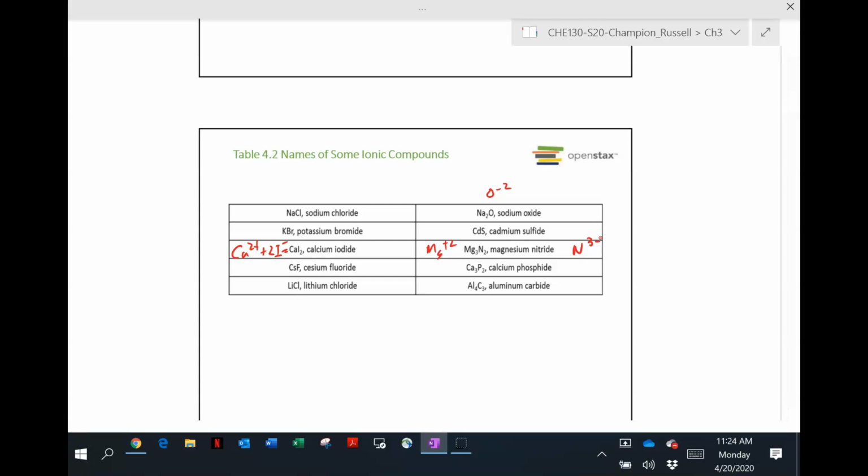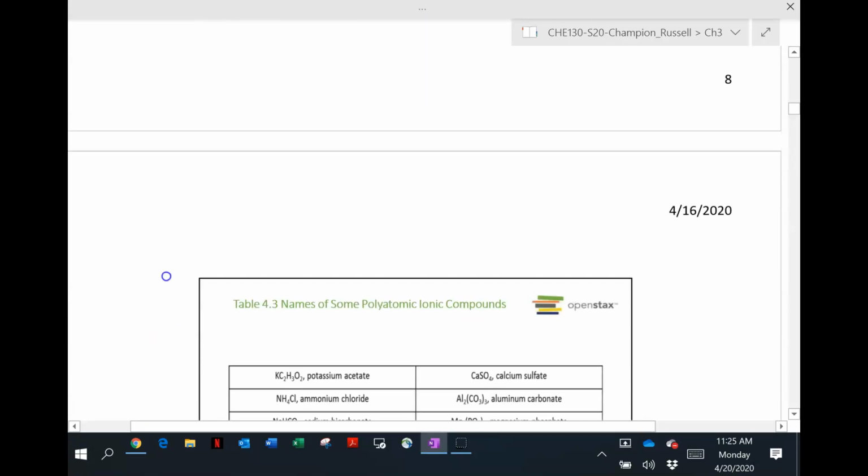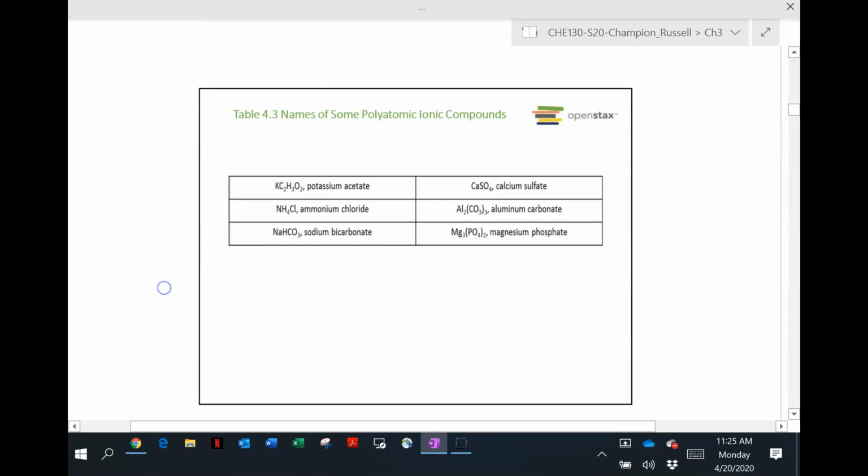Calcium phosphide, similar sort of argument. Phosphide is P-3. And then in the case of aluminum carbide here, the anion of carbon would be 4- because it's 4 boxes over from the neon, from the noble gas. And aluminum in group 13 tends to form a +3 charge, so aluminum carbide has that formula Al4C3. You want to make sure that you understand how those names were arrived at.